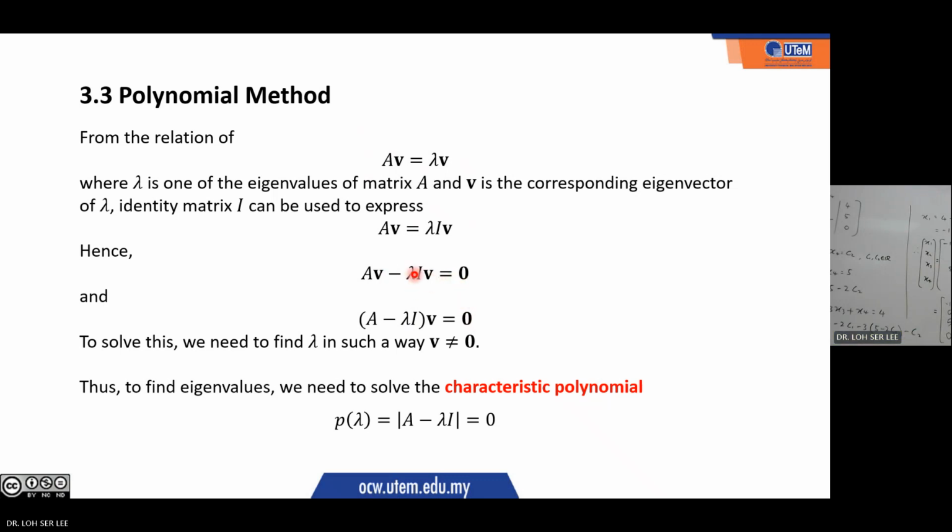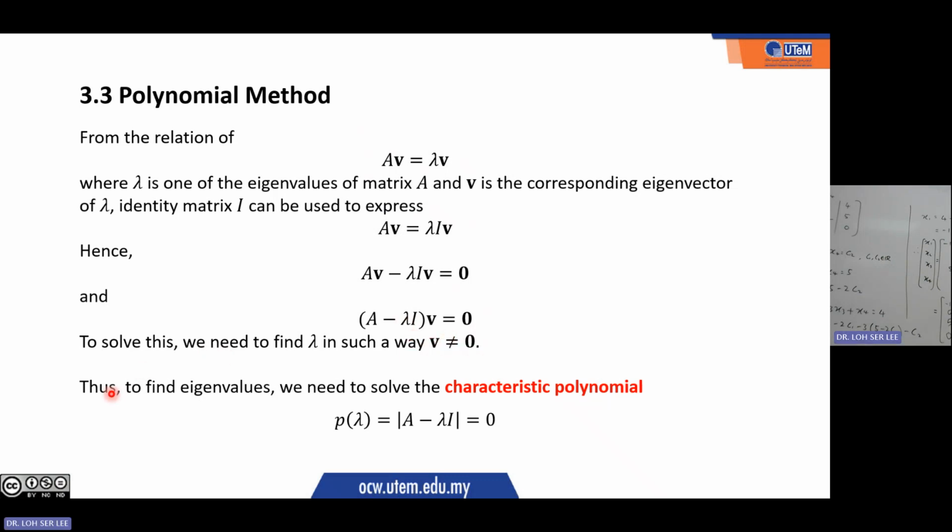Because A times v is a vector. Lambda I v is also a vector. Vector minus vector must be a vector. It's just that this is a zero vector. So now we obtain a linear system, similar to AX equals B. To solve this, we want to solve for the v. But remember, v cannot be the zero vector. We want to find the eigenvalue in such a way that v is not the zero vector.